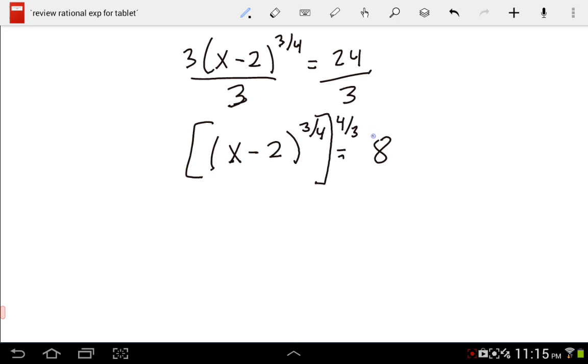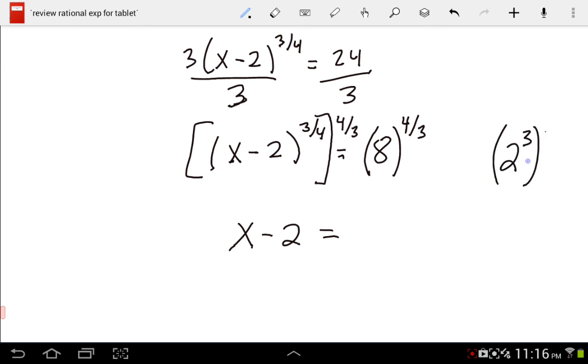Now, of course, if I do the left side to the 4/3 power, I have to do the right side by the 4/3 power there also. So now all this is going to undo itself and just leave me with x minus 2. Now on the right side we have to simplify 8 to the 4/3 power. So I'll go over here and think I could write 8 as 2 to the 3rd. So that would be 2 to the 3rd to the 4/3. Those 3's would cancel, and then 2 to the 4th would leave me with 16. Now I just add my 2 over there, and that's 18.